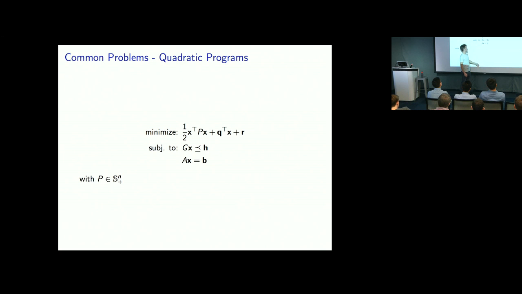If you have a negative semi-definite matrix right here, you can maximize it. That's fine as well. And if you're familiar again with support vector machines, you can write your support vector machine problem in this form and solve it like that with a general quadratic program optimization solver. Yeah, pretty much.